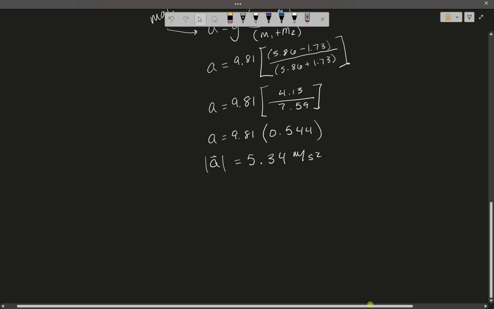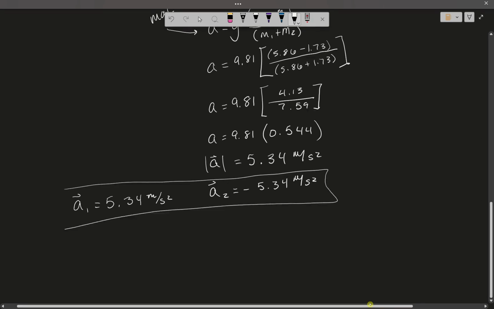So if I wanted to be more specific about this, I could say that object 1, which we know is moving in the positive direction, has an acceleration of 5.34 meters per second squared, and the acceleration of object 2 is going to be negative 5.34 meters per second squared because it is moving in the negative direction.